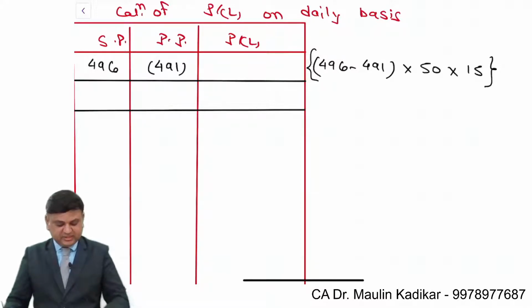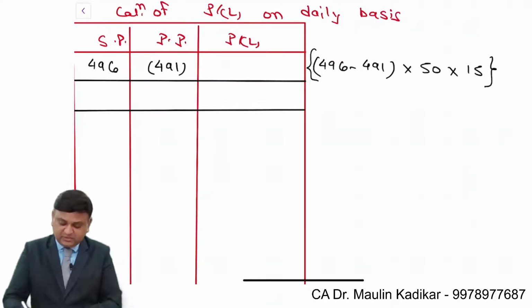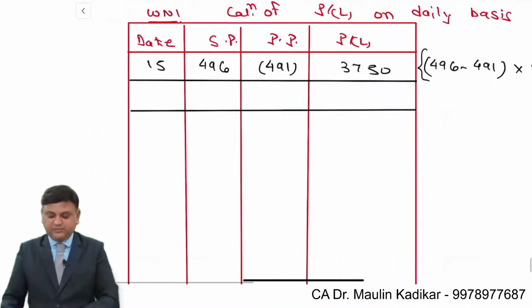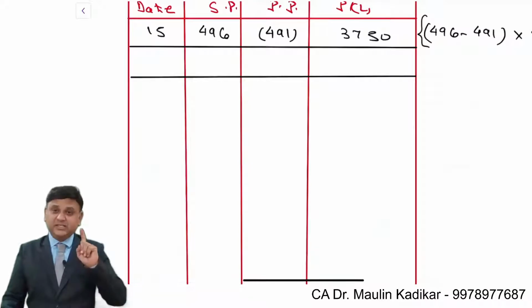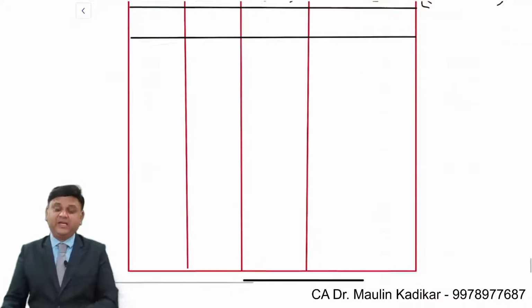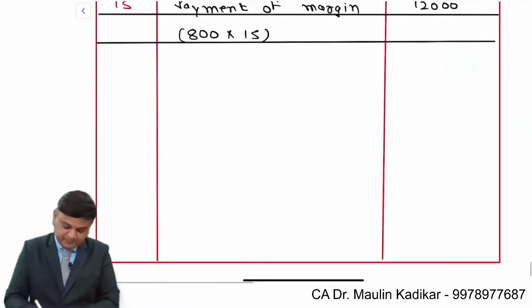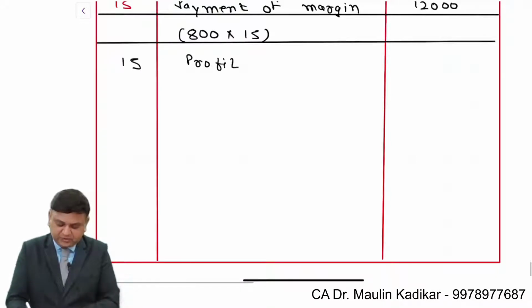That is 496 minus 491. So 5 into 50, so 250 is the profit per contract, into 15. Why? Because 15 contracts are entered into. So there is an overall profit of 3750. This amount of profit will be credited to your account on the same day. So on 15th itself, a profit of 3750 will be credited to you.